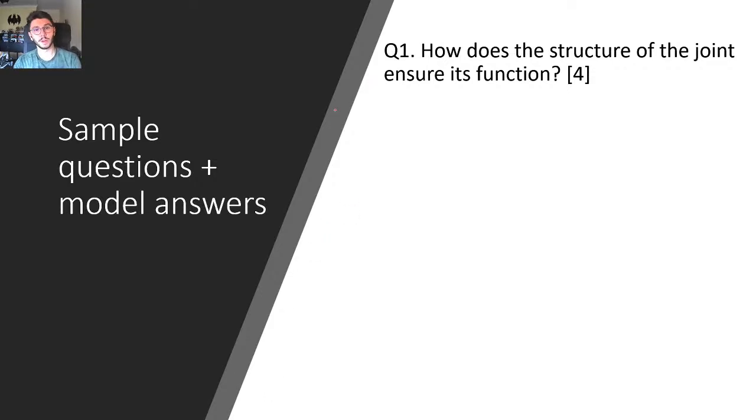So we're going to talk about how the structure of the joint ensures its function. It's a typical question. What you want to talk about is the joint in its entirety. So sometimes you can draw a diagram, but that's not always necessary because it takes a lot of time, and you could just do it with words. So you want to talk about the synovial cavity. So the synovial cavity ensures that you have the movement of the joint. That's called diarthrosis. We also have the articular cartilage, articular capsule, synovial fluid, and the accessory tissues.